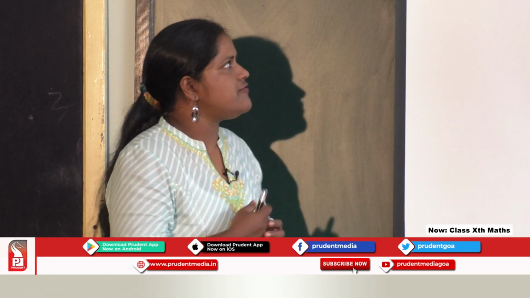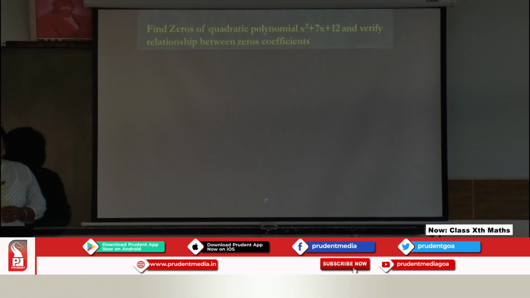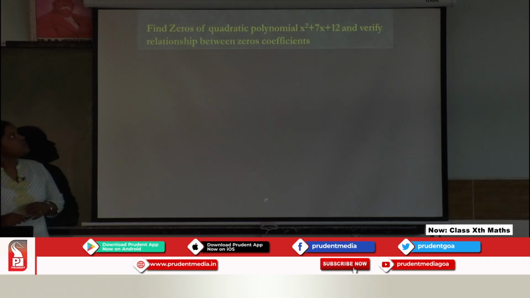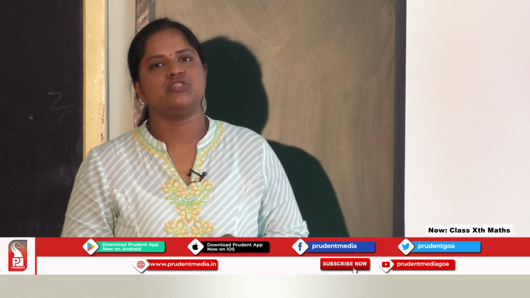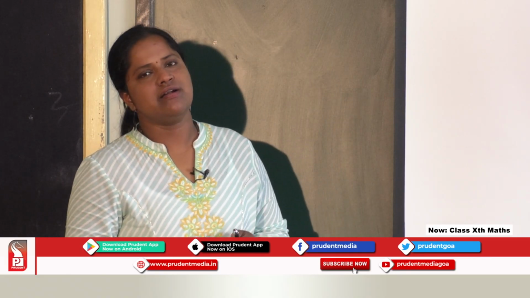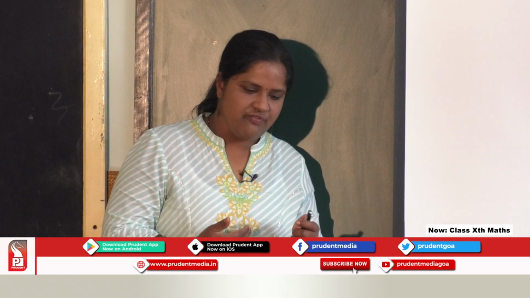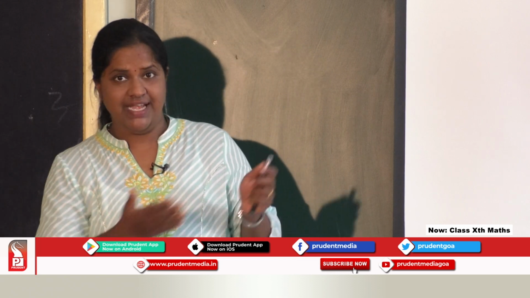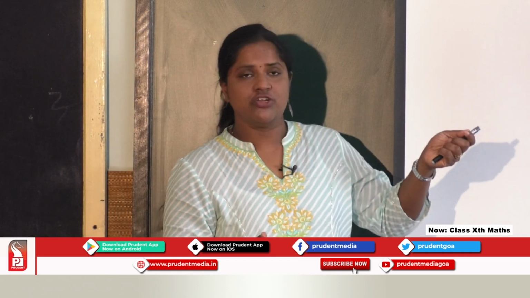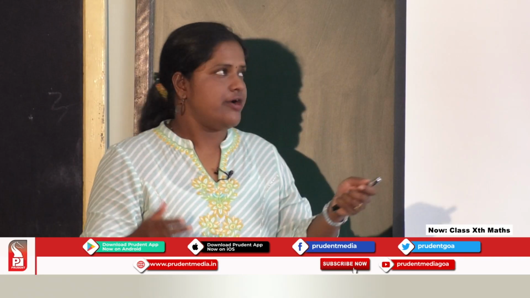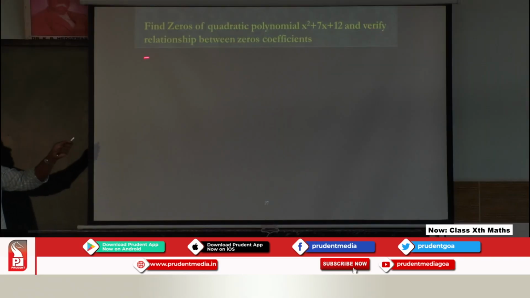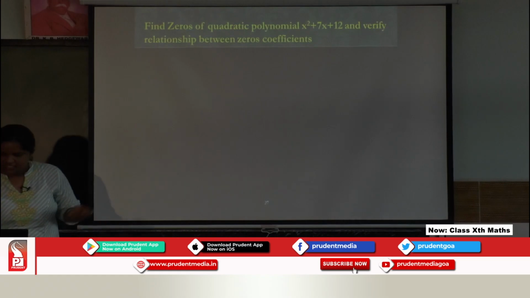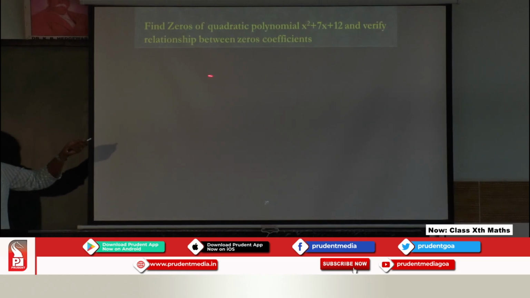Now let's proceed further. In today's session I'll start with finding the zeros using those 3 methods which we had learned: either splitting the middle term, or finding the common factor, or shifting the term. It depends on what polynomial is given to us. And then the very important part is how to verify the relationship. Verification is important here. This problem mostly comes for 2 marks.